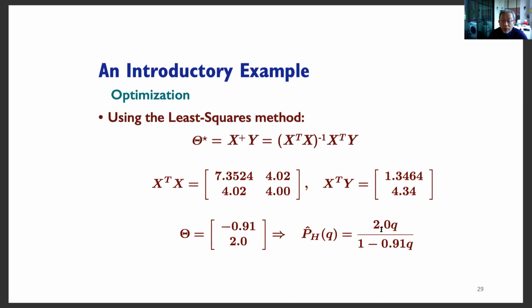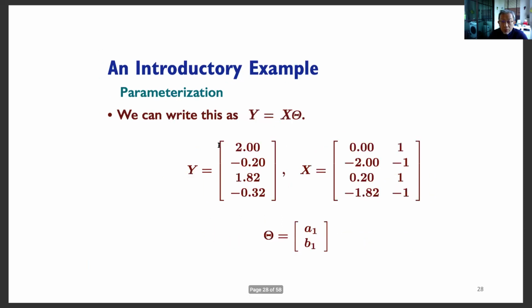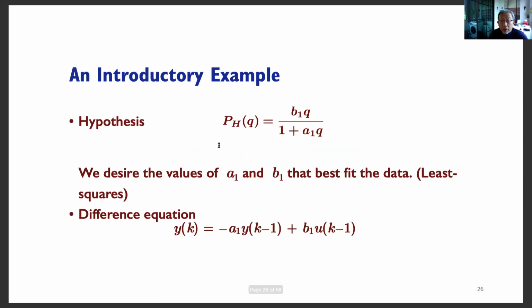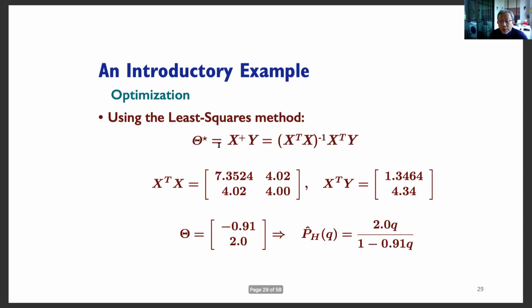So we compare. So this is the A1. We look at there, B1 over 1 plus A1 Q. So this is the A1 and B1.